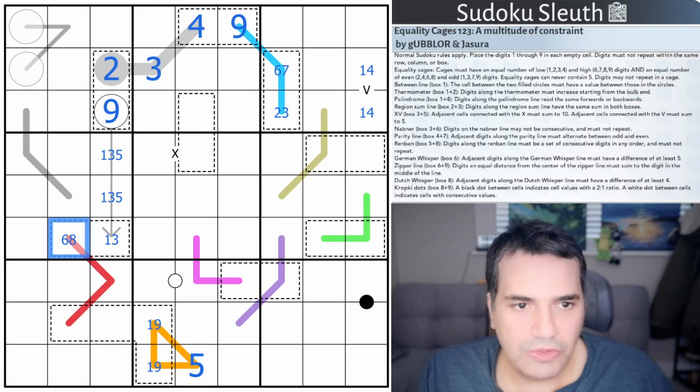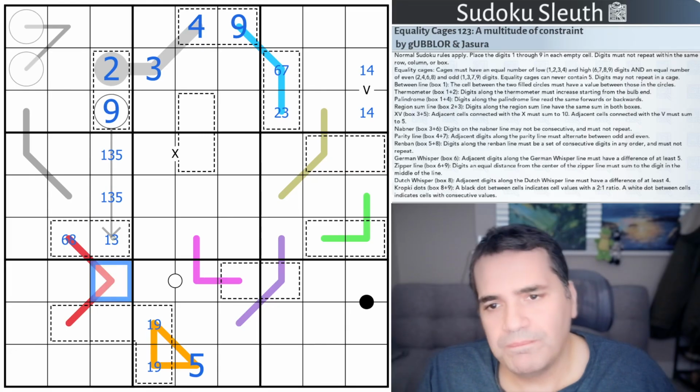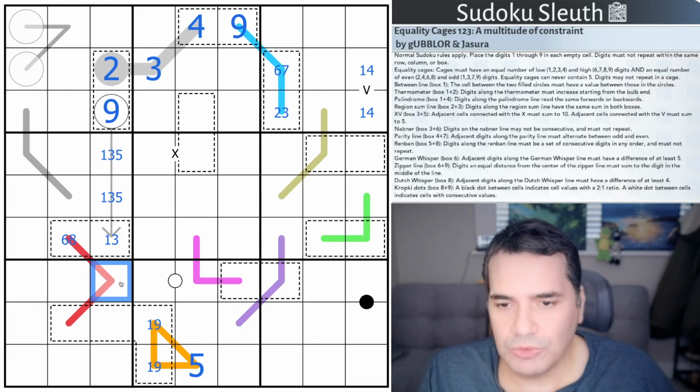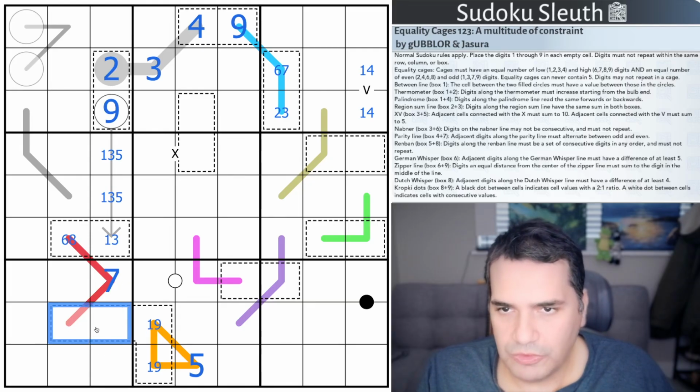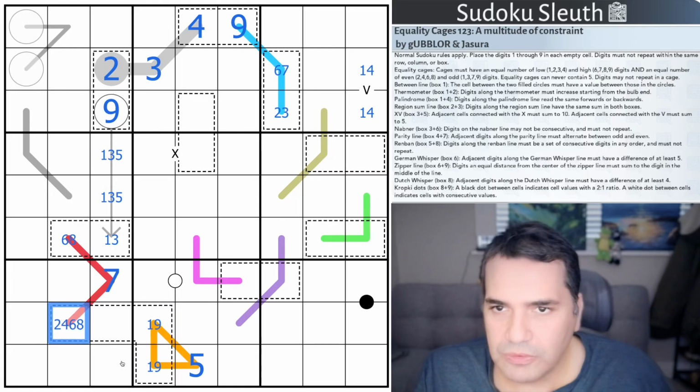a parity line. Adjacent digits along the parity line must alternate between odd and even. So if this is even, this is to be odd. 1, 3, 5, and 9 in the column are all gone. That's going to be 7. This has to be back to even. In fact, both of these cells are even, given this is 1, 9. So this is 2, 4, 6, or 8.